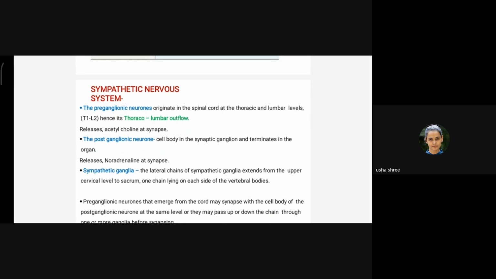Okay. Now, postganglionic neuron has its cell body in the sympathetic ganglion and terminates in the organ.